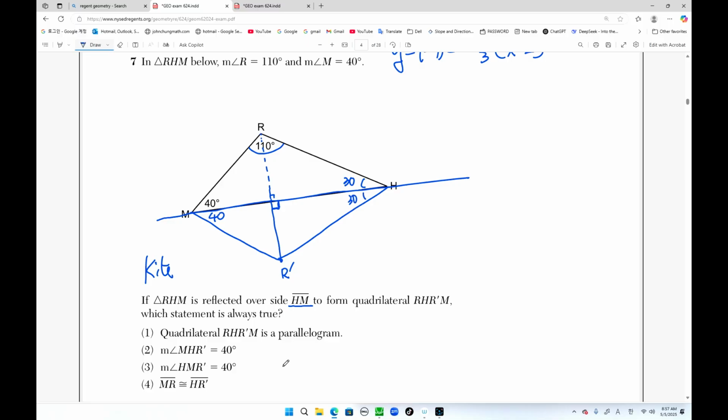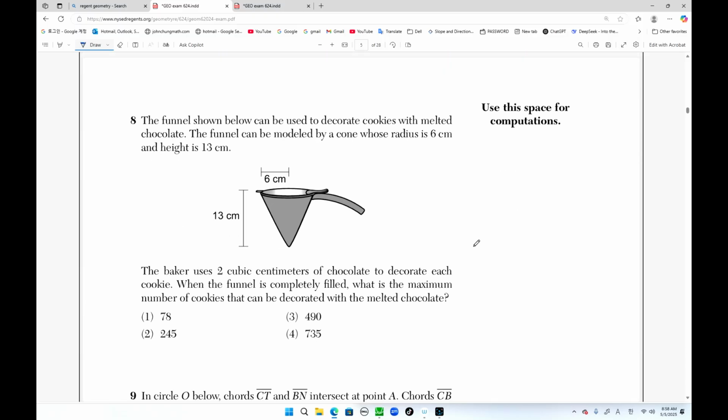Is this kite a parallelogram? No. A parallelogram is what? These two sides are congruent, the other two sides are congruent, right? So the opposite sides are not congruent because that's a kite, not a parallelogram, okay? So angle MHR prime is 30. Angle HMR prime, this is a 40, right? That's correct. MR is congruent to HR prime? MR, HR prime, this side, no, totally different. These two sides are congruent, okay? So option 3 is the answer. Here you go.